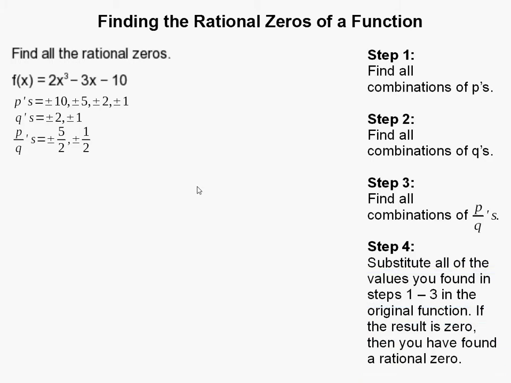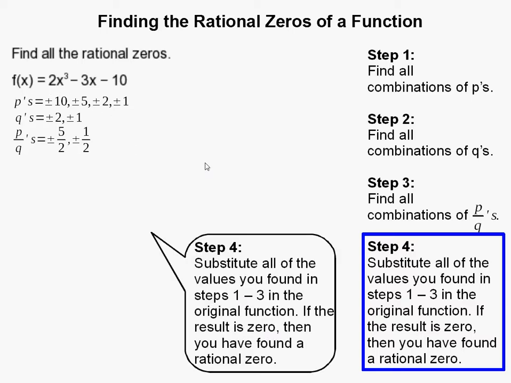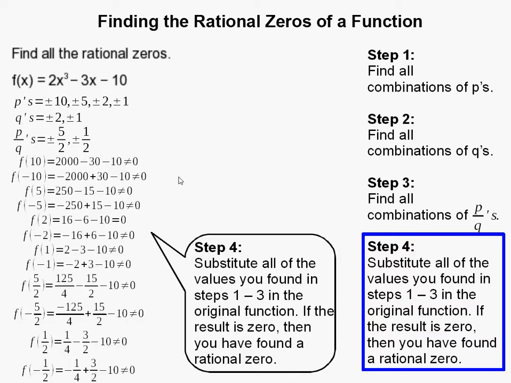Now here comes the slightly tedious part. What we need to do is substitute all of those values we got. All these values we found here, we're going to plug them into the original equation. And when you substitute them and you get equal to 0, that means you found a rational zero or a solution. So here's what we're going to do. I did this kind of fast, sorry.